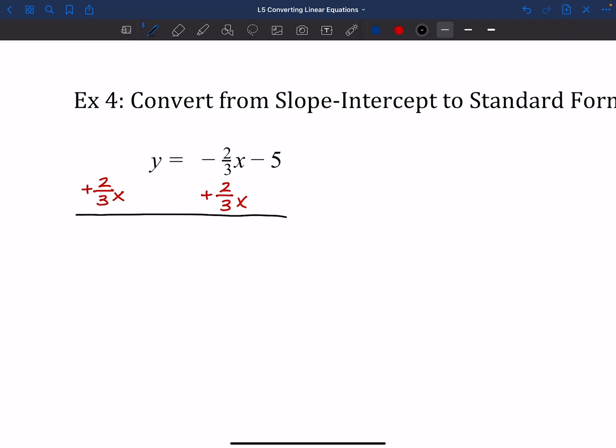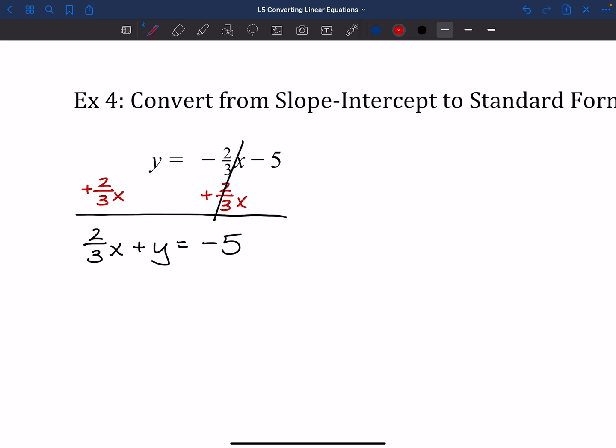And again, when I do that, I'm going to put them out in front. So I'm going to have 2/3 x. The y was positive y, so I'll say plus y. And then on the other side there, we're left with -5. All right, cool. So on this one, my leading coefficient is positive, right? So I don't need to worry about flipping it from negative to positive.